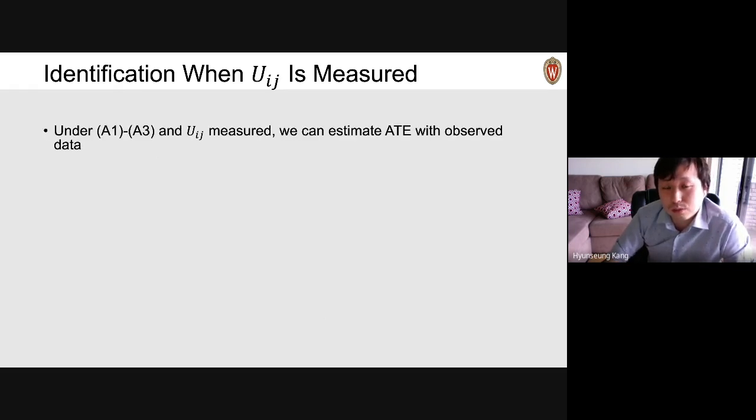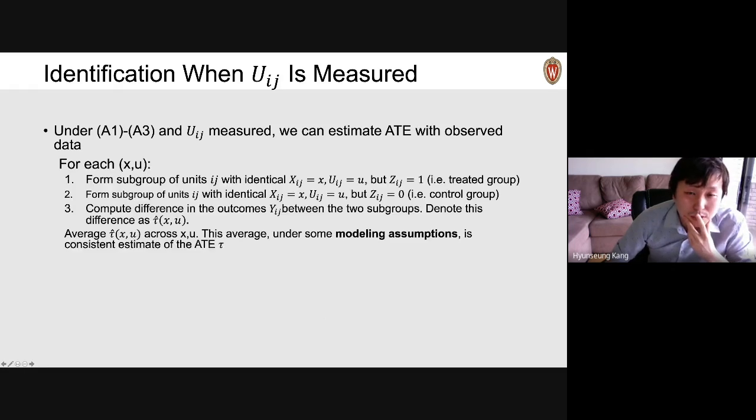Before I introduce how that happens, let me first go through the identification procedure for when U_ij is measured, because that will motivate the second part, when U_ij is not measured but is cluster level. So under A1 through A3, with U_ij measured, we can estimate the ATE from the observed data as follows. The easiest way to describe this, without going through the law of total expectation three times, is to pretend that you can write a for loop over every value of X and U. This could be continuous, but just pretend for a second that you can do this.